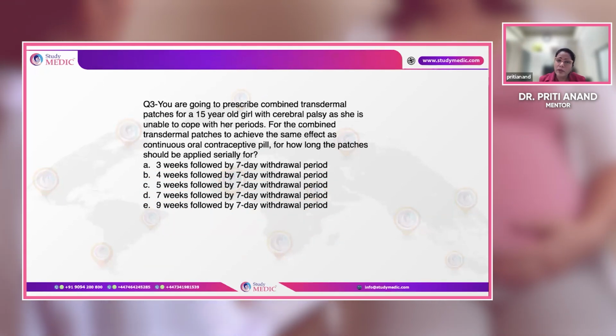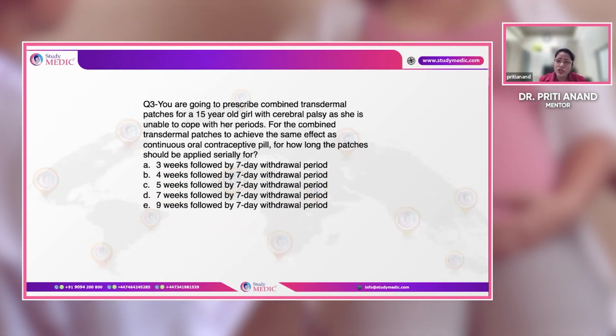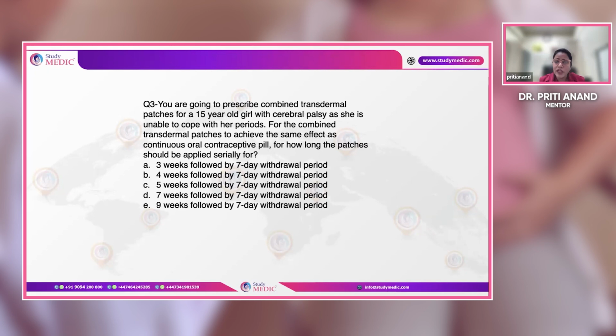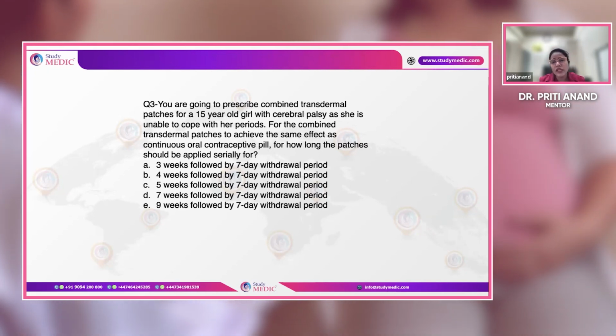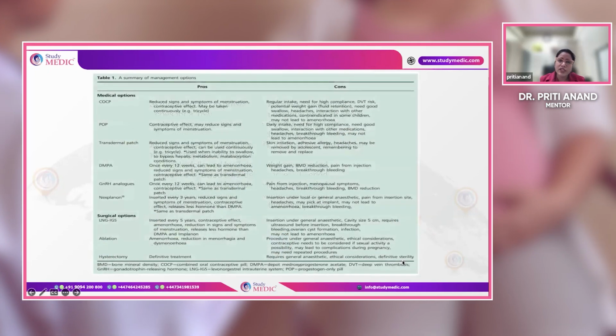And preferably whenever you give combined hormone contraception, it has to be given continuously for 3 months. Then you can give the 7 days or 4 days hormone-free interval. So 9 weeks at least you should give the transdermal patch followed by the 7 days of withdrawal period. And the choice of contraception depends upon their condition.